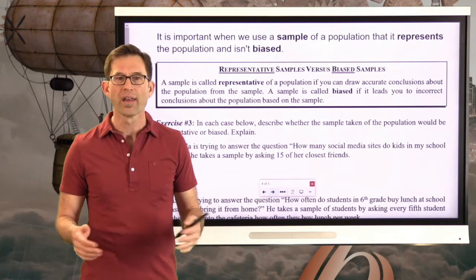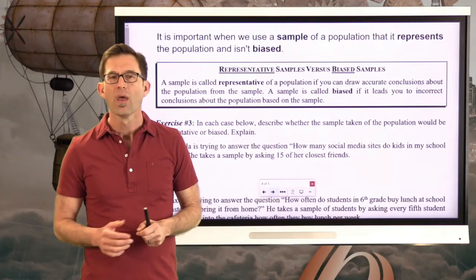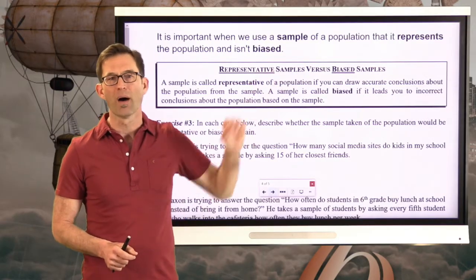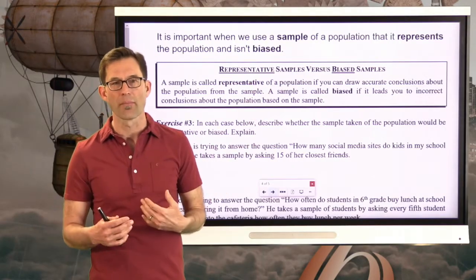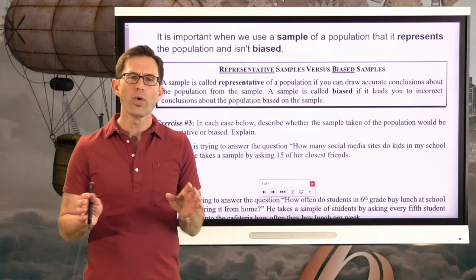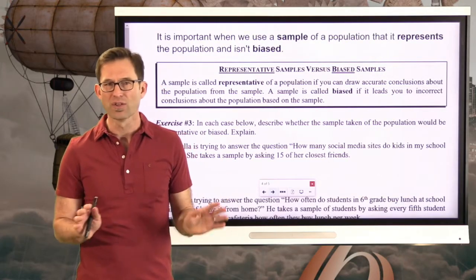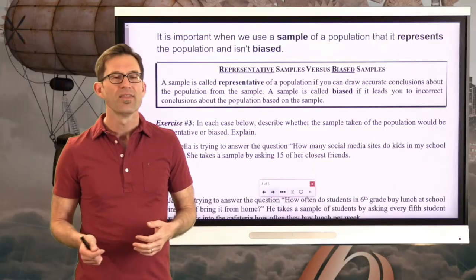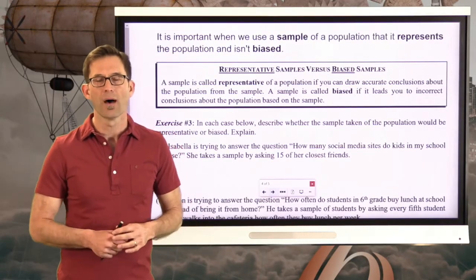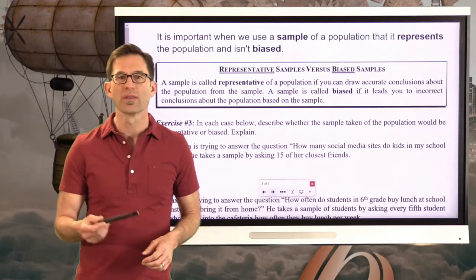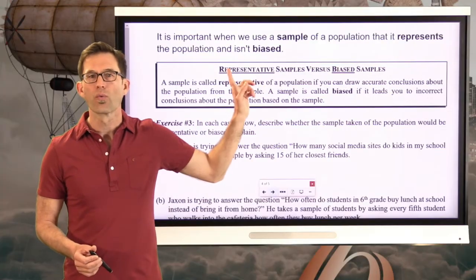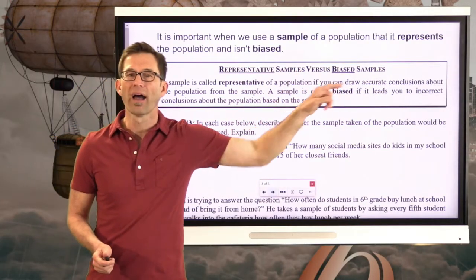You've probably heard that in your life at this time, right? When we talk about a sample being biased, it means that the sample wouldn't really represent the population. There'd be something about it that maybe would mislead us about the statistical question that we're trying to answer. So, representative samples versus biased samples.